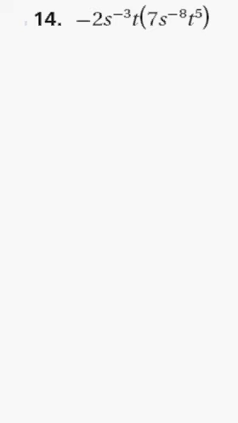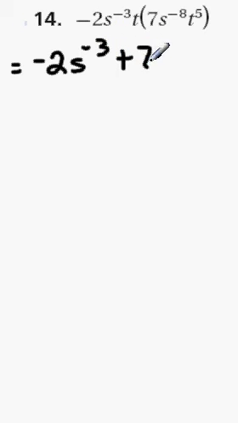Okay, and number 14, here I have negative 2s to the minus 3 times t, and then I have 7s to the minus 8 t to the fifth. Well, the first thing I notice is that there is no exponent outside these parentheses, so this expression right here is not raised to any power. So we can eliminate the parentheses. So this is equal to negative 2 times s to the minus 3 times t times 7 times s to the minus 8 times t to the fifth.